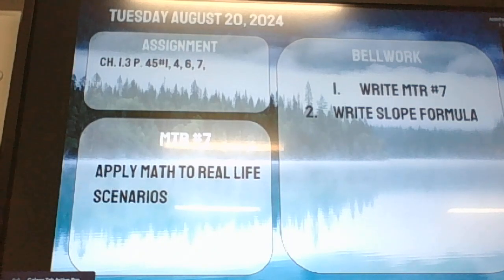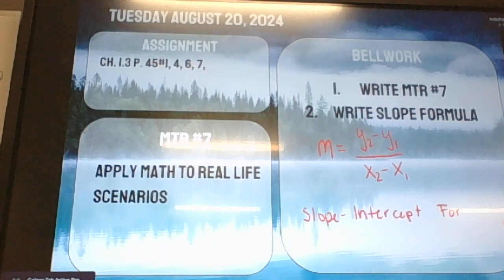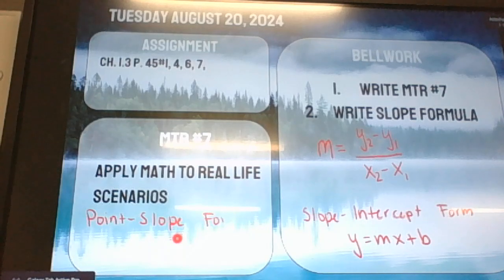So formula number 2. M equals y2 minus y1 over x2 minus x1. Good old slope formula. What's that? Oh, so that's slope-intercept form, which we will be using today also. And we're also going to be using point-slope form today, if you want to write them all down.